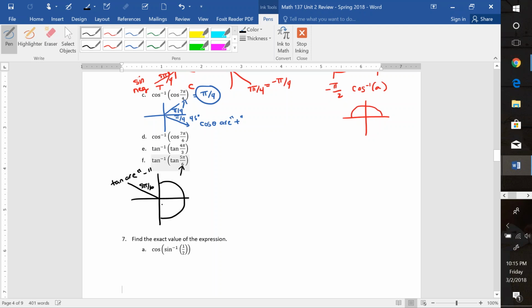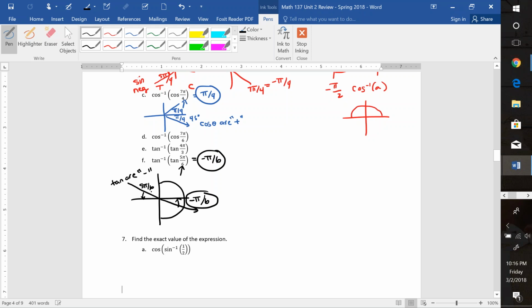Tangents would also be negative down here in quad 4. This reference angle right here is 30 degrees. This would also be 30 degrees, but we're going to report it so that it stays in the range negative pi over 2 to pi over 2, as negative pi over 6.